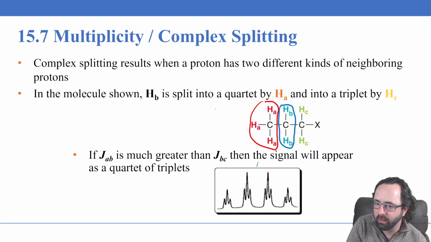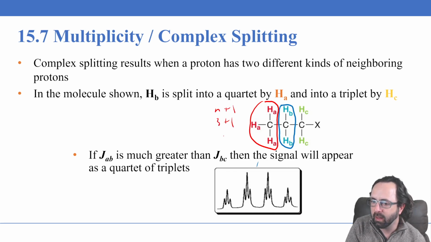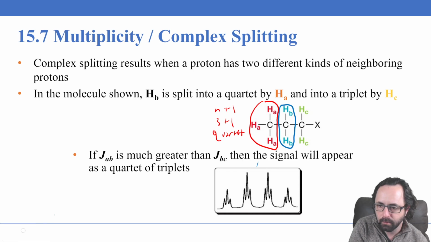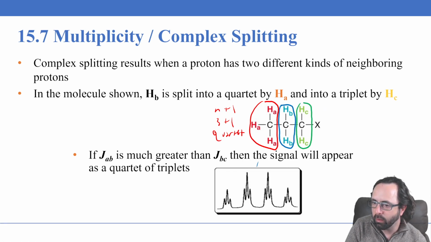So for our splitting, we expect n plus 1. Here it's 3, so 3 plus 1. We expect a quartet due to this splitting. But on the right side, we've got 2 hydrogens. And so that's going to split it n plus 1. It's 2 plus 1, so 2 on this neighboring carbon here plus 1. That's going to give a triplet.